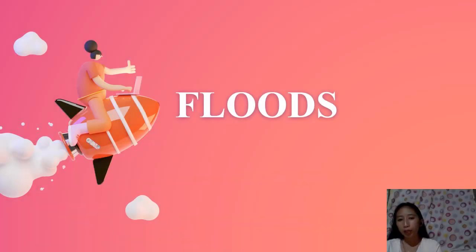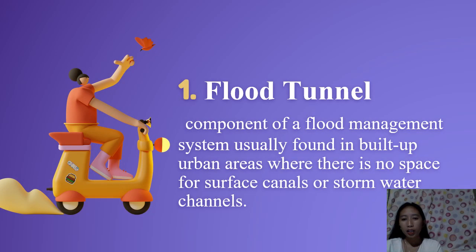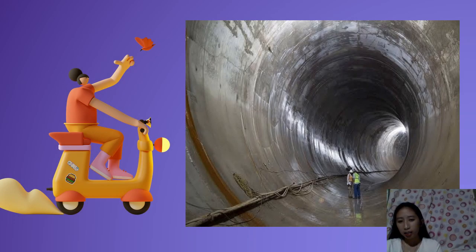So for today we are going to talk about some ways to reduce floods. So the first one is the flood tunnel. It is a component of a flood management system usually found in built-up urban areas where there is no space for surface canals or storm channels. So this is an example of a tunnel.